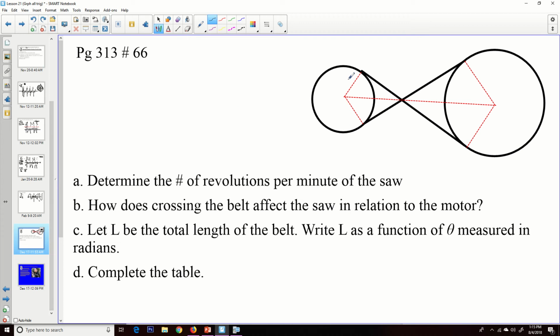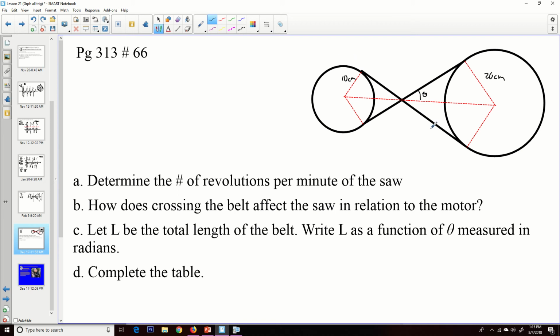So we've got a little electric motor here that's got a little band pulley, and then this one turns a saw blade. This one right here is 10 centimeters, and this one is 20 centimeters. And they want us to consider this to be an angle theta right there. Just kind of going back to some things that we want to know from geometry.